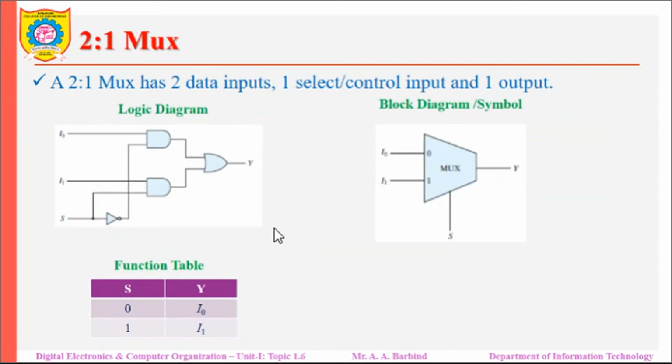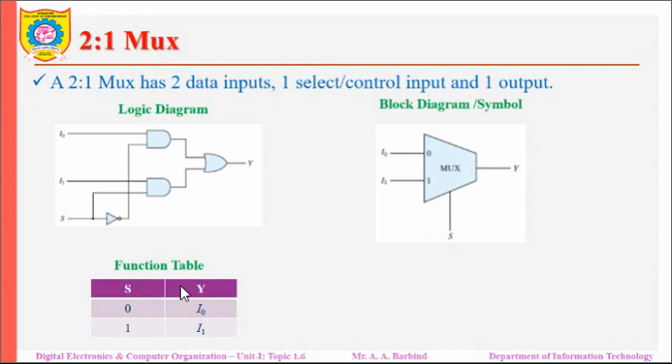Now let us see the 2:1 mux. A 2:1 multiplexer has two data inputs, one select or control input and one output. So this is the function table of the 2:1 multiplexer. This is the block diagram of the 2:1 multiplexer, and this is the logic diagram for the 2:1 multiplexer.